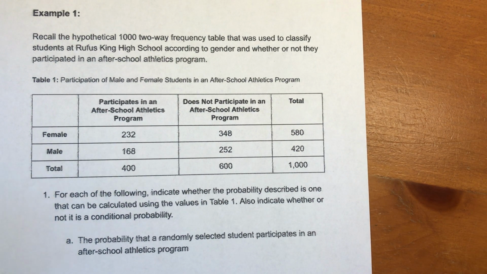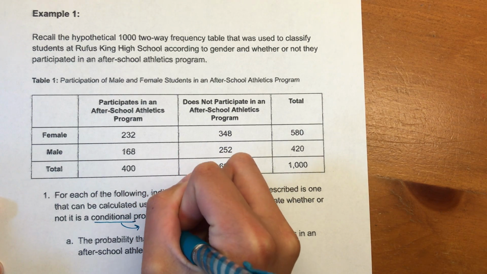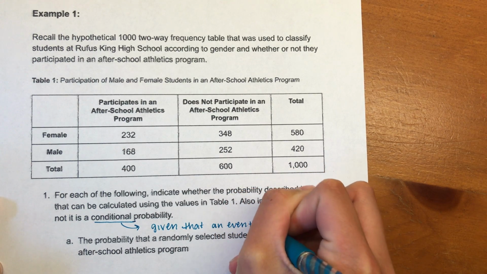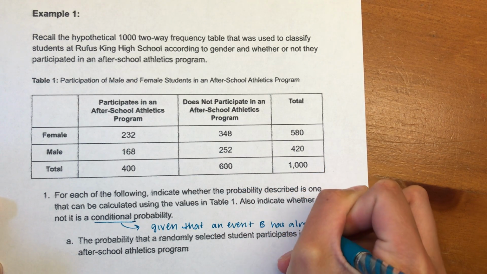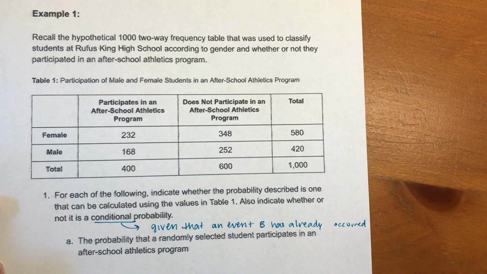Okay, so number 1 says, for each of the following, indicate whether the probability described is one that can be calculated using the values in Table 1. Also indicate whether or not this is a conditional probability. Remember, conditional probability means given that an event B has already occurred. Okay, so part A says the probability that a randomly selected student participates in an after-school athletics program.